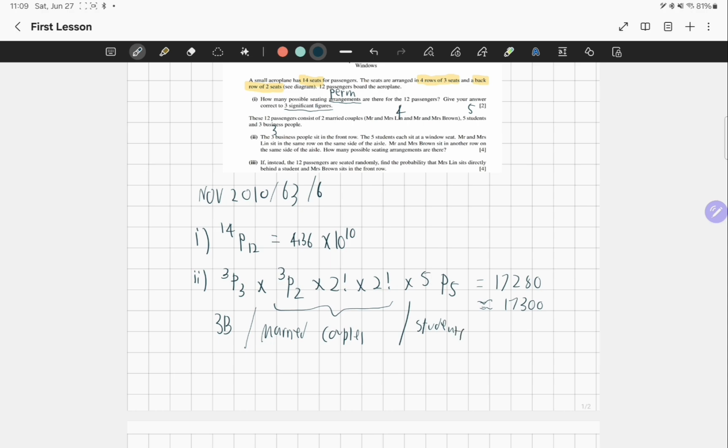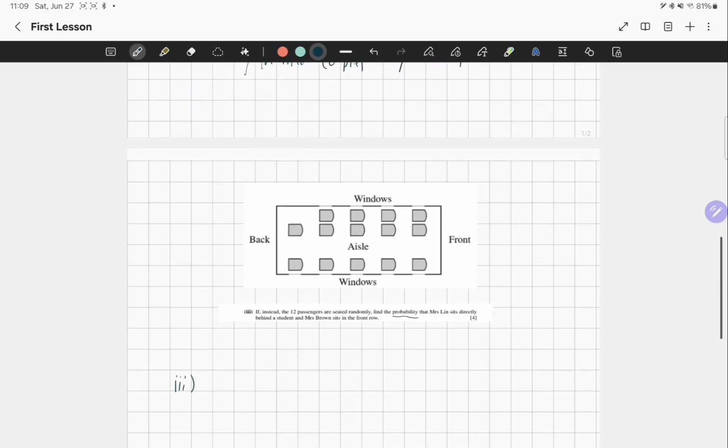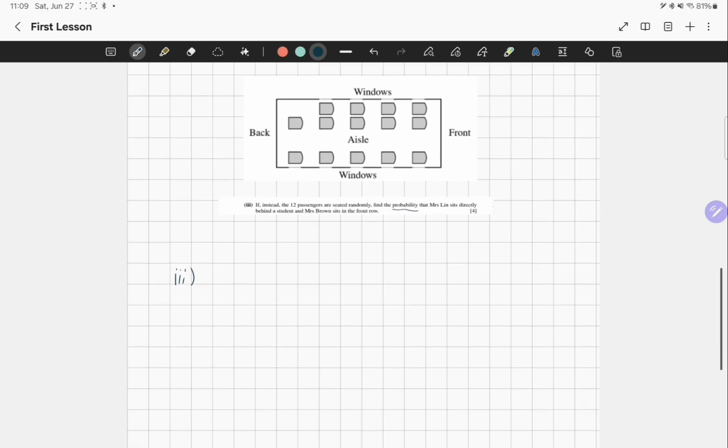Okay, now moving on to question 3. If instead the 12 passengers are seated randomly, find the probability that Mrs. Lin sits directly behind a student and Mrs. Brown sits in the front row. So, okay, let's do this. Let's do Mrs. Brown sitting in the front row first because it's the easiest and the most logical way to do this. There are only 3 front seats.